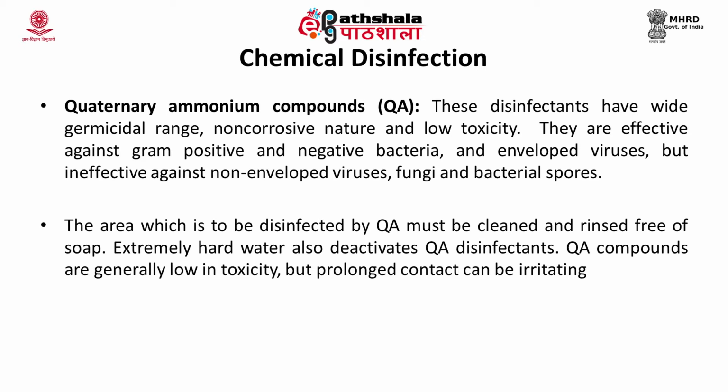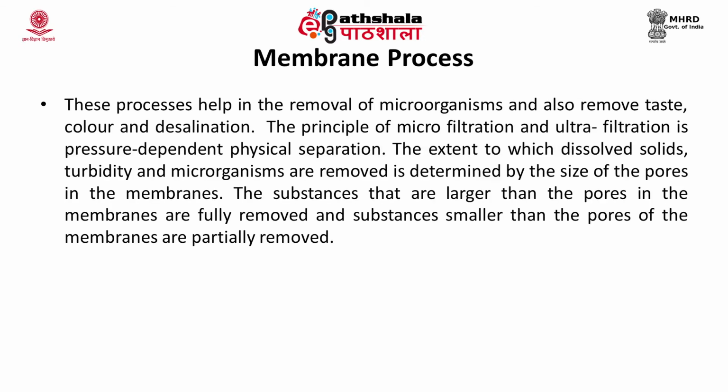The quaternary ammonium compounds are also used for chemical disinfection, and they have a wide germicidal range. They are non-corrosive in nature and have low toxicity. Along with that, some metal ions like silver, copper, iron and mercury also have disinfection properties. After the chemical processes, the membrane processes are also used for disinfection.